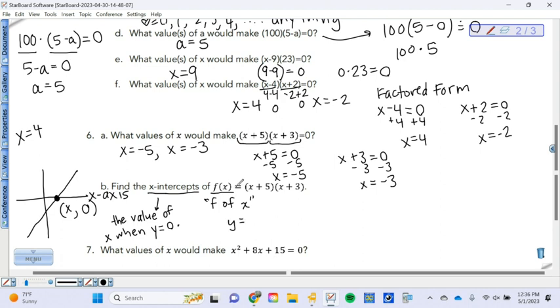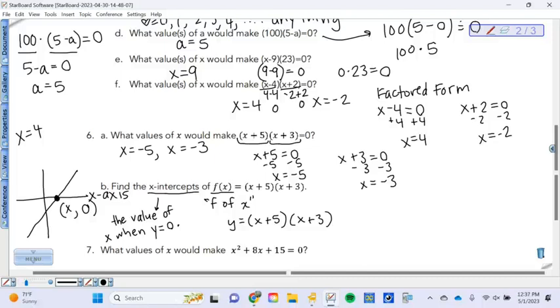So instead of f of x equals x plus 5 times x plus 3, we'll just put y equals x plus 5 times x plus 3. Okay? And okay, so let's back up. So we're trying to find the x-intercepts of y equals x plus 5 times x plus 3.